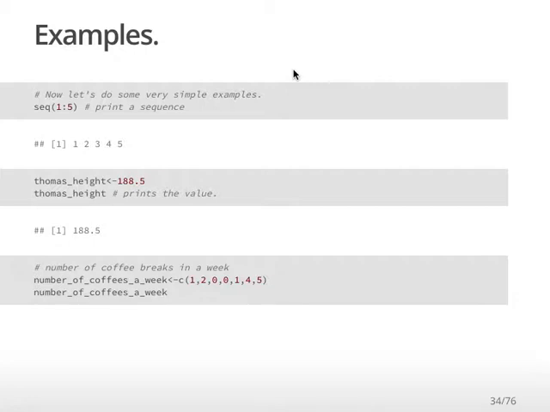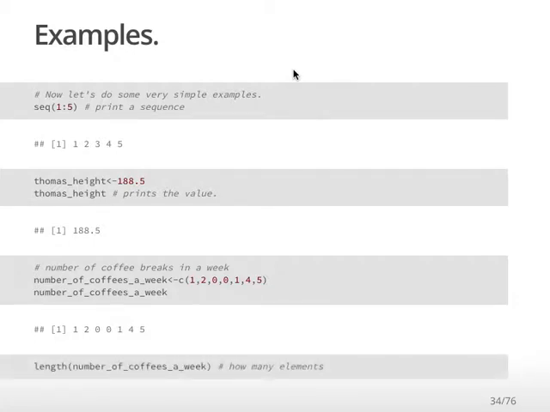So you could make something with 7 elements, the number of coffee breaks I have in the week. It's nothing more than combining all these numbers, and it will print that if we ask it to print it. Very basic so far. Everybody still with me? You notice that it prints the elements. If we just want to know how many elements there are in this vector, we use length, and that should give us 7, because there are 7 elements.